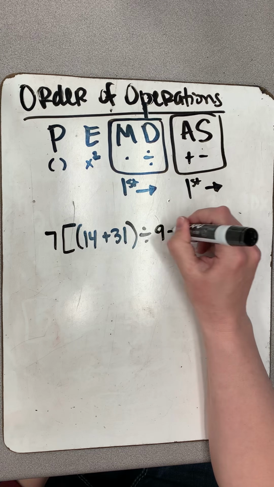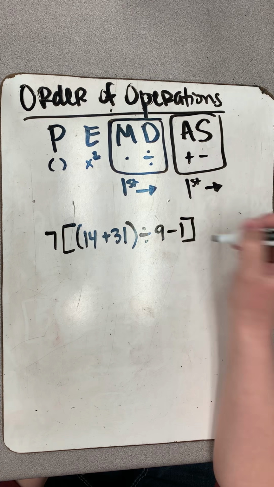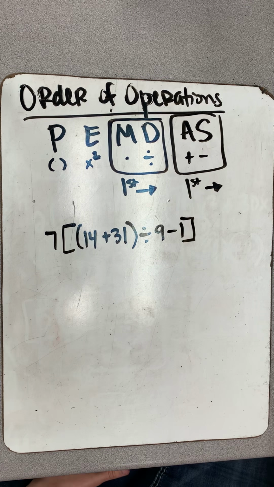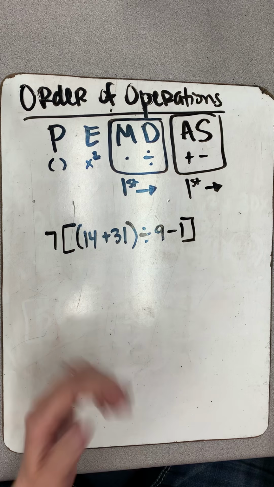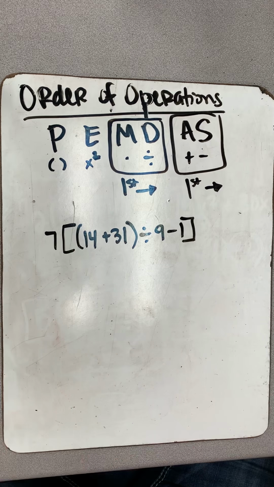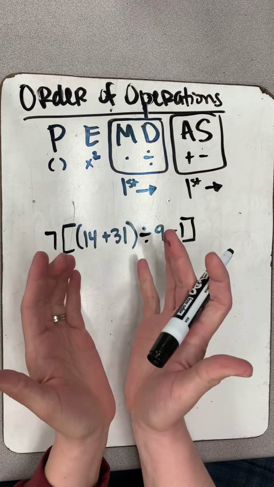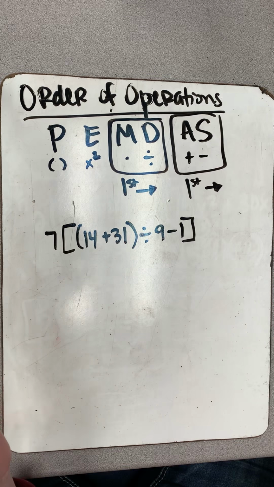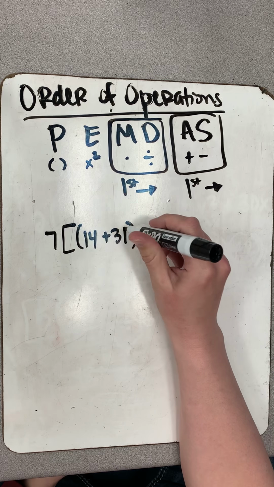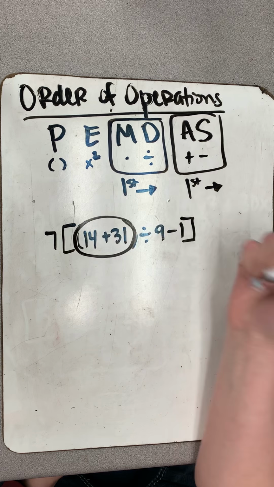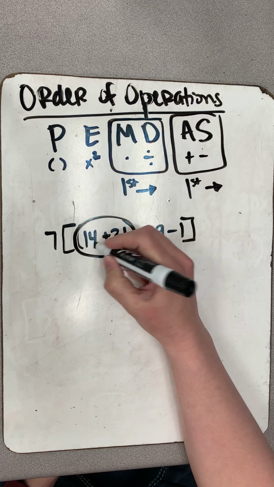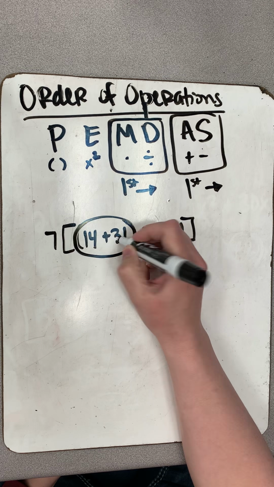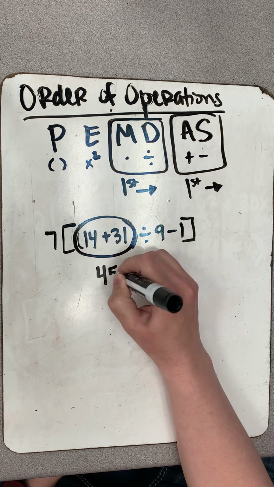Divided by 9 minus 1. And then our next bracket. So whenever we're working with parentheses, especially multiple sets of grouping symbols, we want to always start from the inside and work our way out. So we worry about this first. 14 plus 31 is 45.